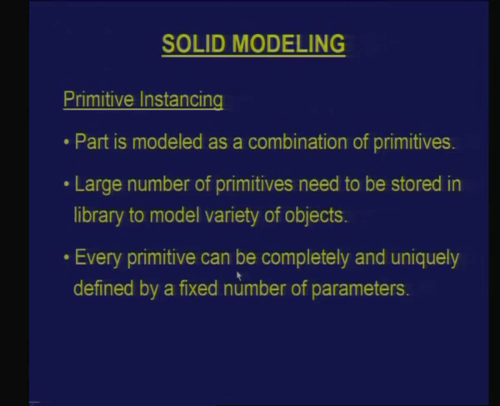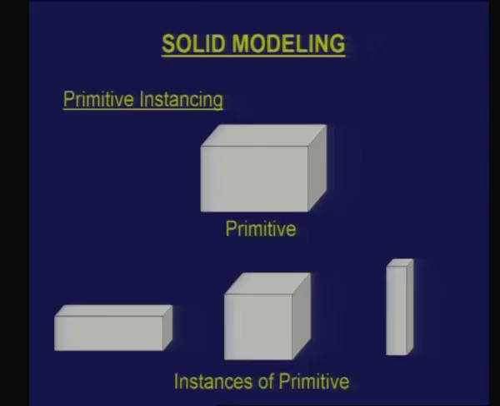And in order to define a primitive also, one has to give a certain minimum number of parameters by which a given primitive can be uniquely defined. That was another thing. So I will explain this using an example a little later. If I take an example, I may have in my library a primitive which looks more like a cuboid. Now this is a primitive.